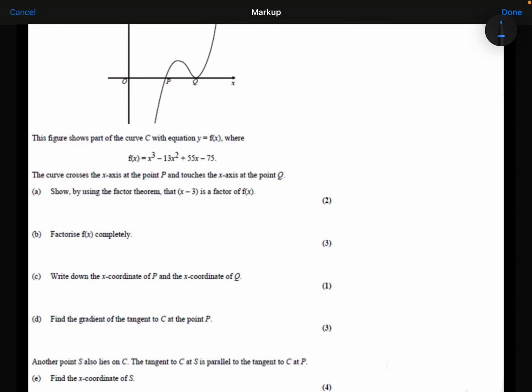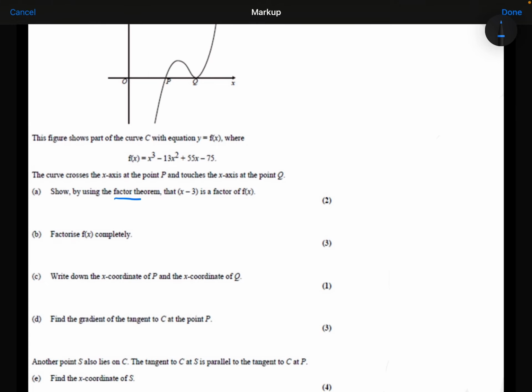This figure shows part of the curve C with the equation y equals f of x, where f of x is equal to x cubed minus 13x squared plus 55x minus 75. The curve crosses the x-axis at point P and touches the x-axis at point Q. Part A, show by using the factor theorem that x minus 3 is a factor of f of x.